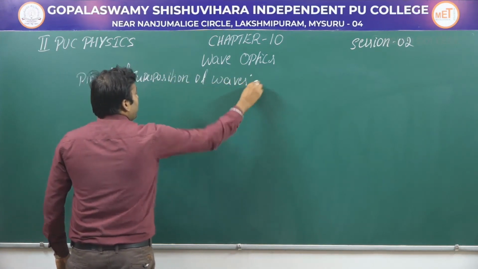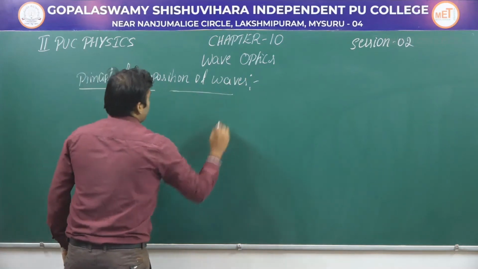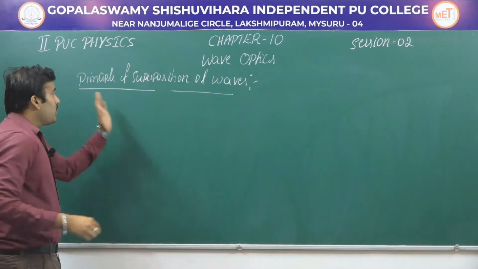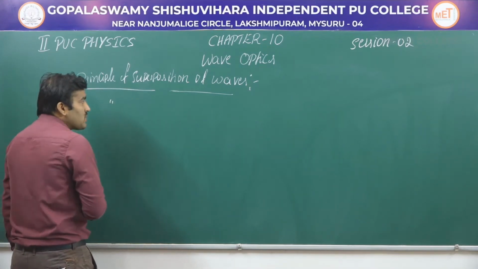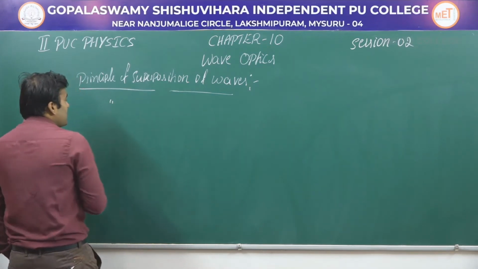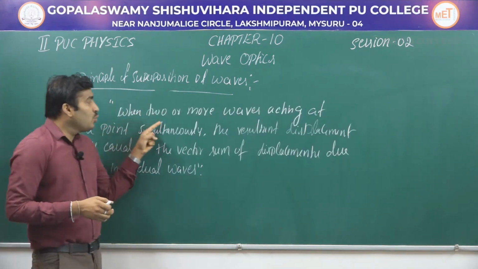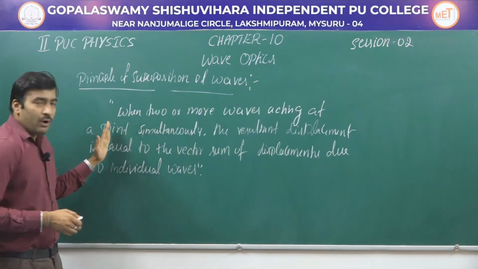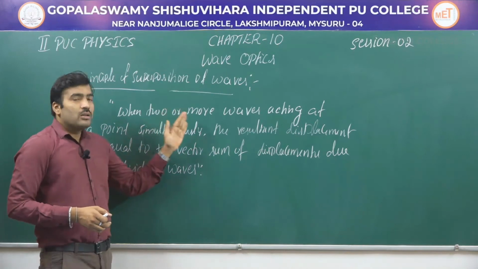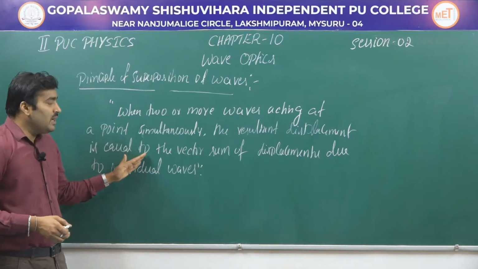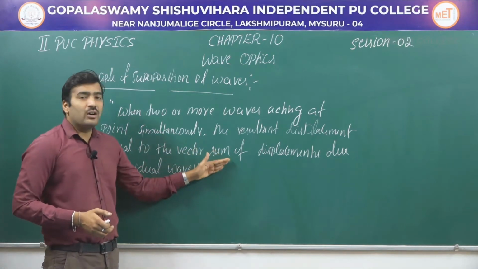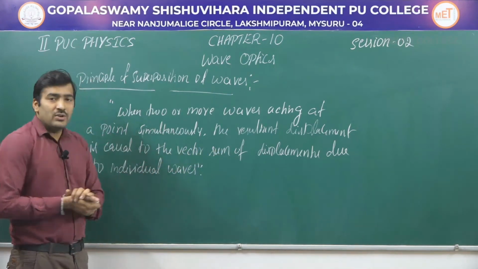This has already been learnt in your first PUC physics. So what does the statement of the principle of superposition of waves say? It states that when two or more waves act at a point simultaneously, the resultant displacement produced by the waves will be equal to the vector sum of the displacements due to the individual waves.